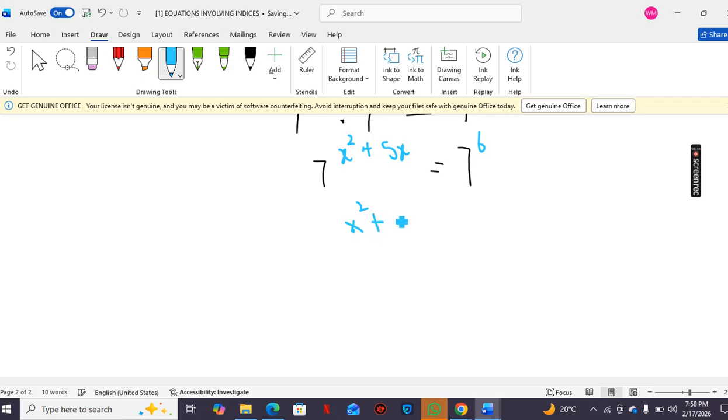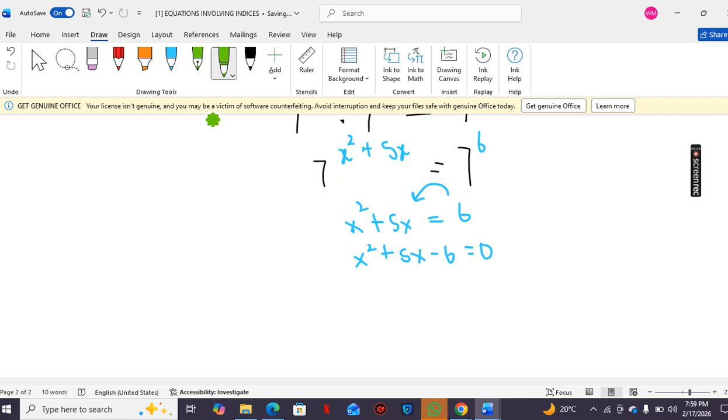plus 5x equals 6. Now colleagues, since we see there's an x squared here, we know we're dealing with quadratic equations. Okay, so this 6 needs to come to this side so that it becomes x squared plus 5x minus 6 equals 0. Okay, we now have a quadratic equation.